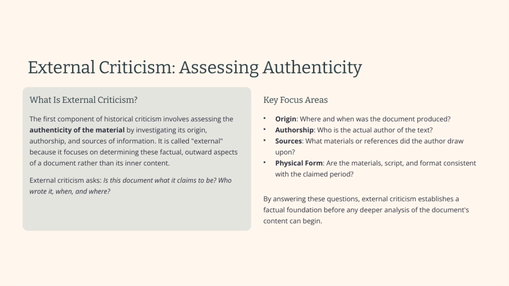We also examine the physical form. Are the materials, handwriting, and format consistent with the claimed period? All these questions are about verifying the document's outward, factual aspects. That's why we call this external criticism. It's about the document's outward features rather than its internal message. The main goal here is to determine, is this document what it claims to be? Who wrote it? When and where was it created?